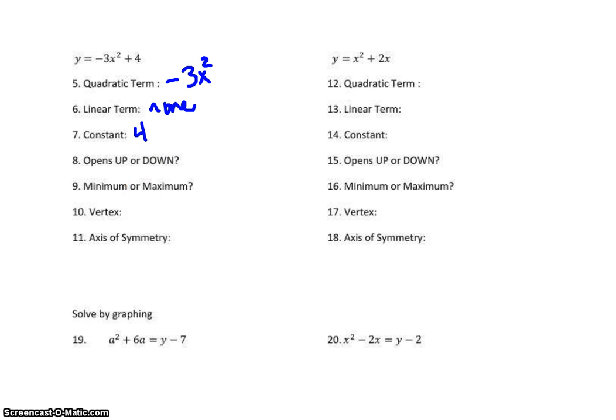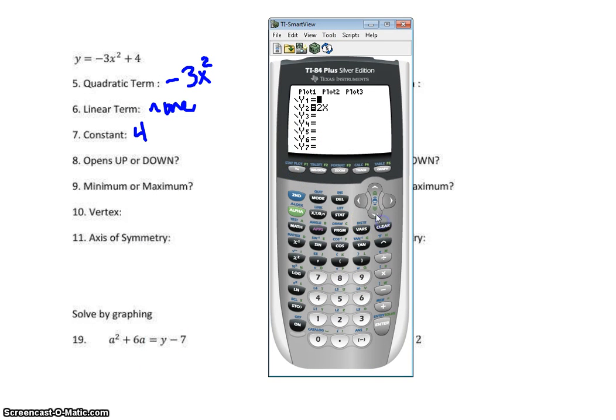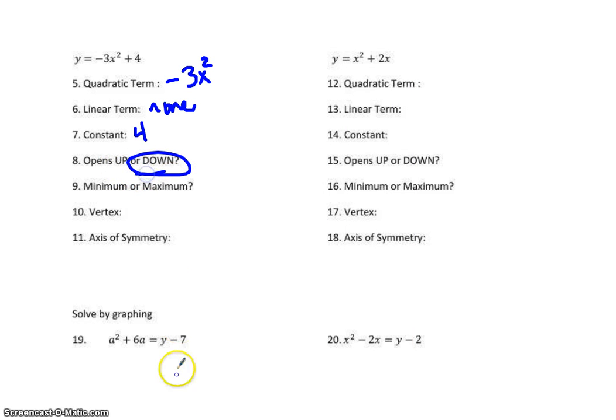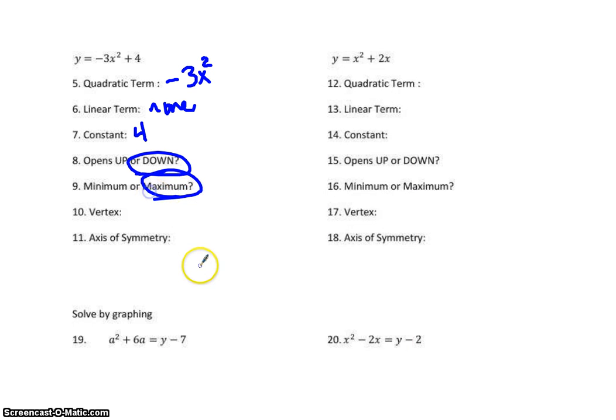Is your graph going to open up or down? Well, if you're not sure, you can go to your calculator and go to y equal, clear everything out, and put your problem in. -3x squared plus 4. I would go to zoom 6 just to get a normal kind of graph. And does it open up or down? Well, the open part is going to be down here because it's closed up here at the top. So it's going to open down. When it opens down, your vertex is up here at the top, and that is a maximum.